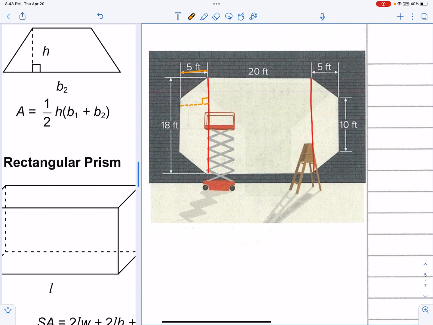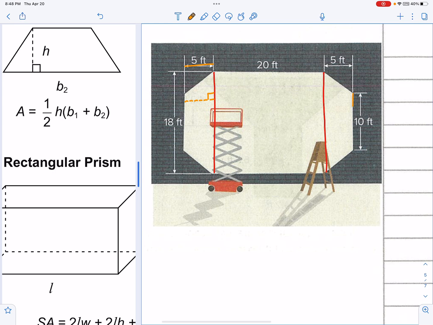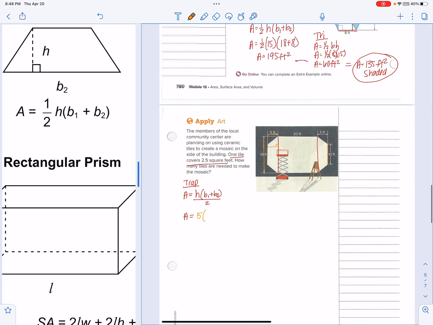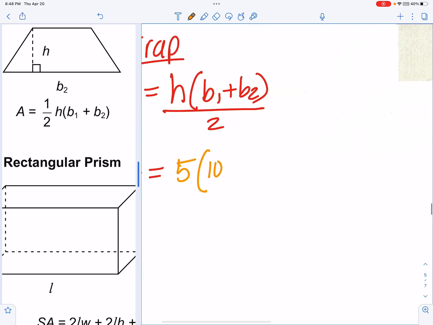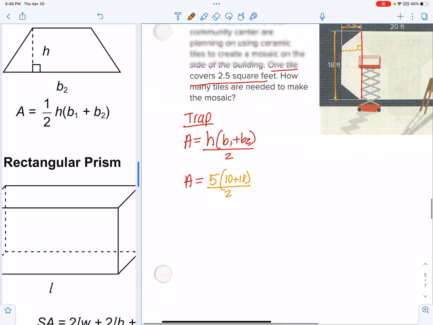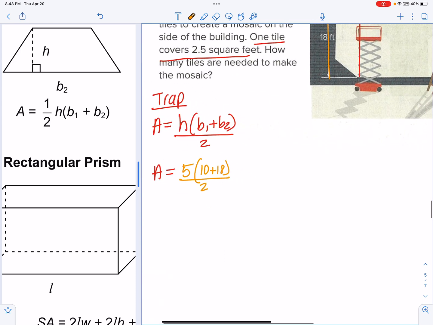Okay, just make sure you get the correct numbers. So I can see one of the bases is 10, and the other base length is 18. So we're using 10 and 18 for these. 10 plus 18, all of that is going to be divided by 2, or multiplied by 1/2. So let's go ahead and do that.